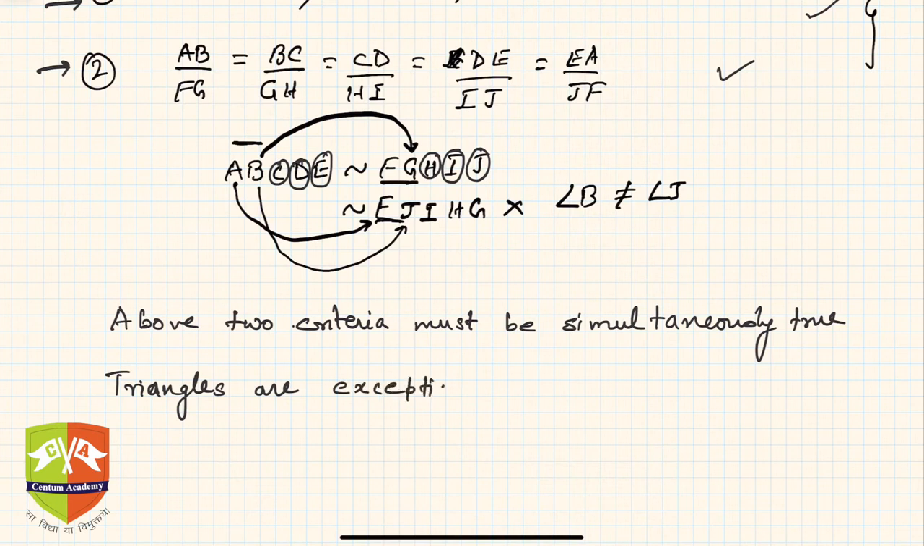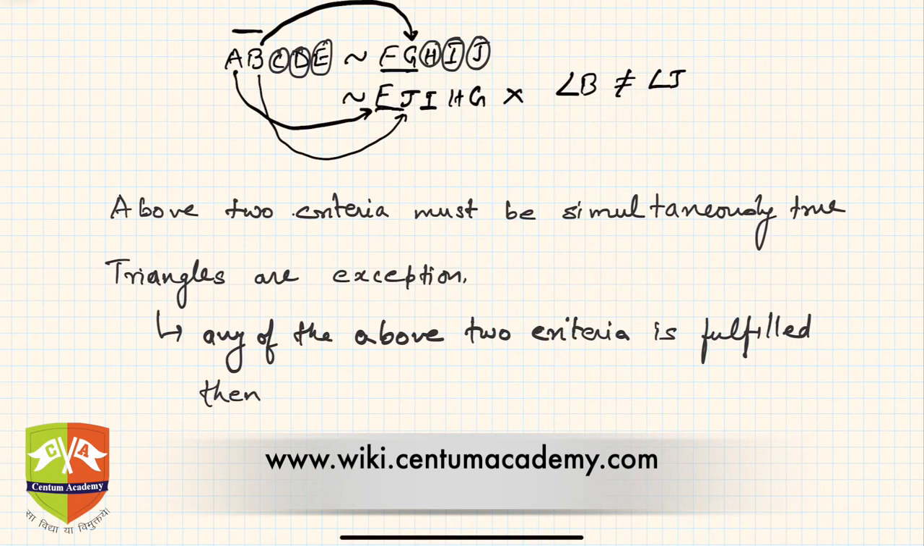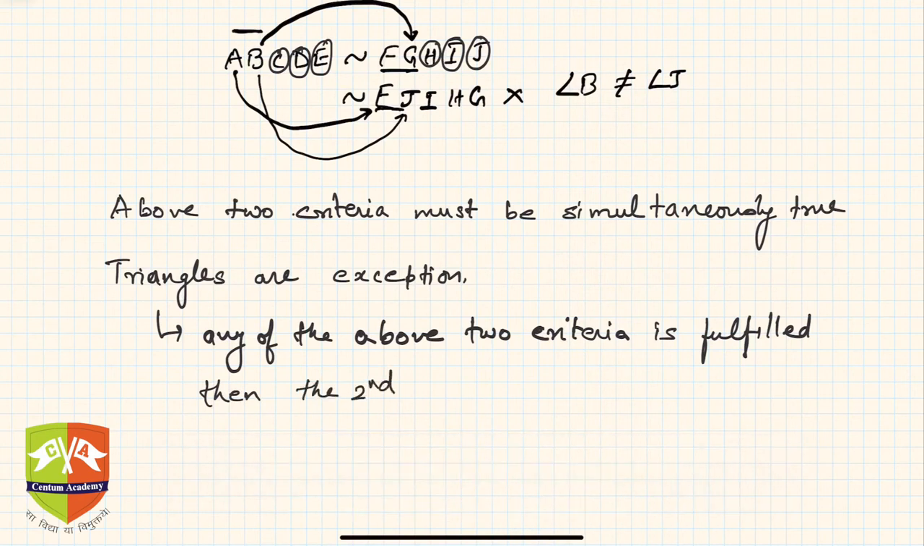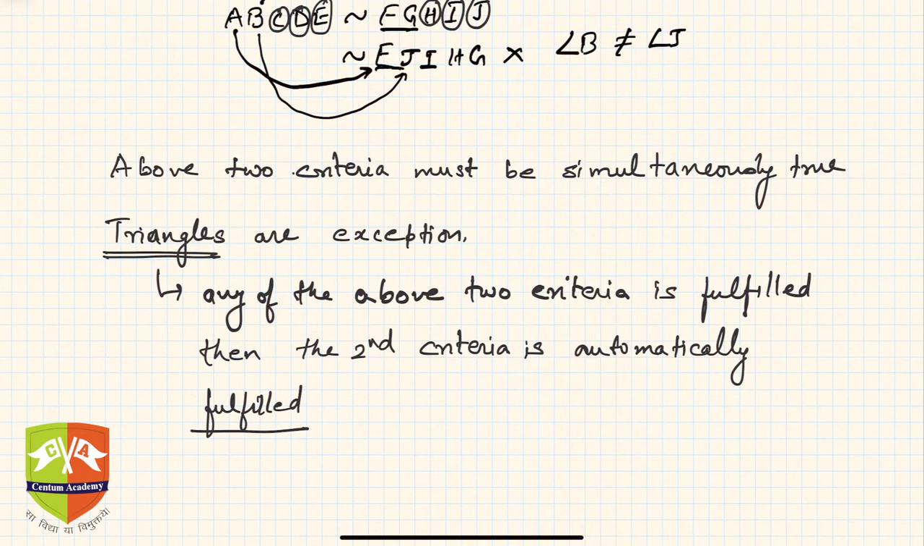Meaning what? So in a triangle, if any of the above two criteria is fulfilled, then the second criteria is automatically fulfilled. Okay, so you don't need to check for both. And it is only for triangles, mind you, not for any other polygons, not even for squares, rectangles, nothing. Only for triangles, right? Triangles are an exception.